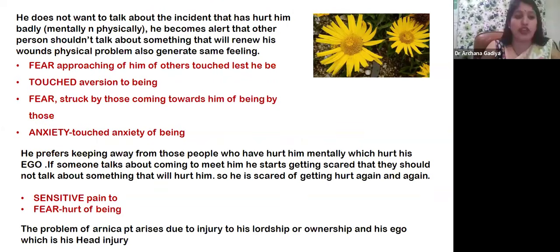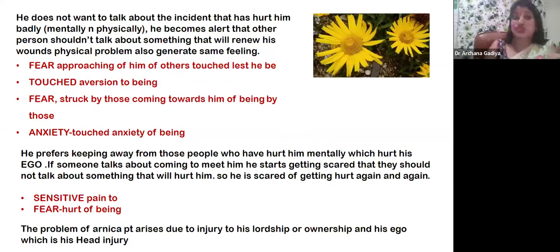So we have a very good, beautiful rubric like fear of approaching him of others, lest he should be touched. मतलब touch कहाँ चाहिए? Mental level पे. It's written in the mind section of the repertory. Touched, aversion to being; fear struck by those coming towards him; being touched by those; anxiety of being touched.